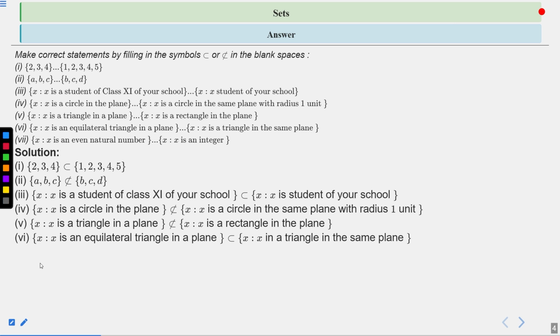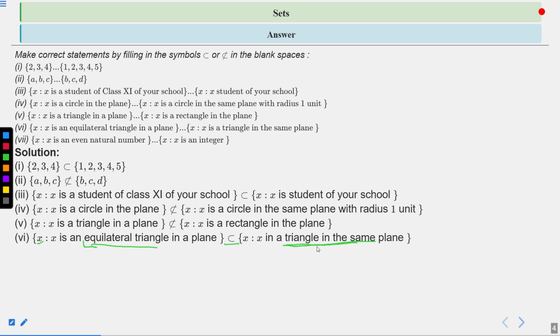Now for sixth, the collection of X such that X is an equilateral triangle in a plane is a subset of the collection of X such that X is a triangle in the same plane. So if you observe, elements from this set, which is equilateral triangles, will also be a member of this set.